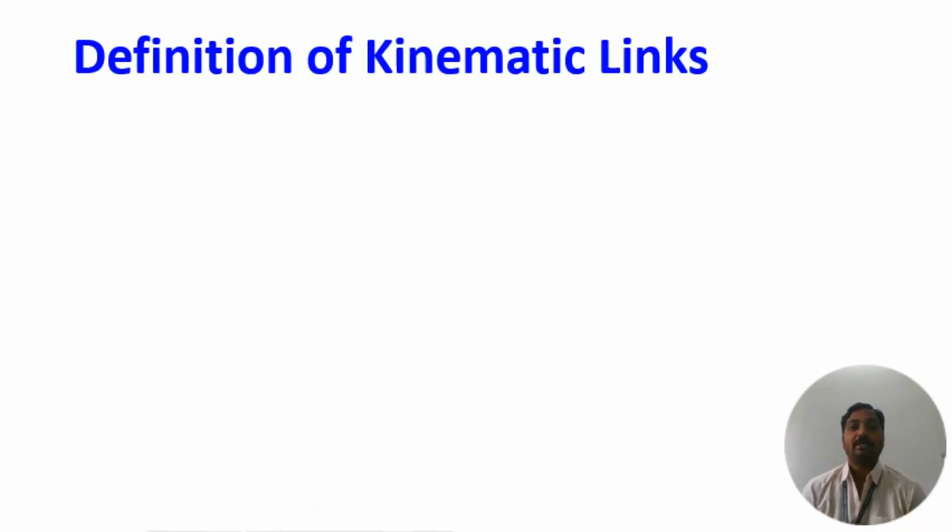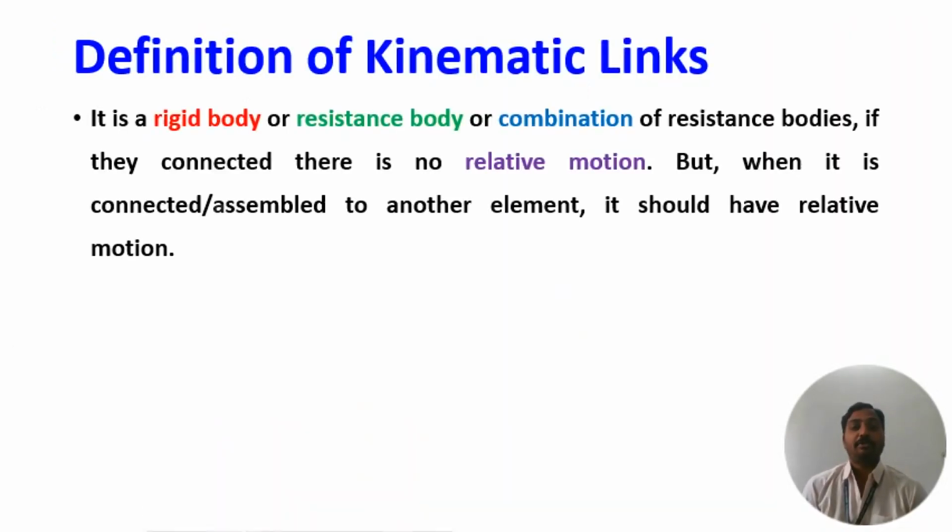Now we can see the definition of the kinematic link. What is the kinematic link definition? As we know, it is a rigid body or a resistance body, or a combination of resistance bodies. If they are connected, there is no relative motion. But when it is assembled to another element, it should maintain relative motion. I hope you are able to understand the definition of kinematic links.